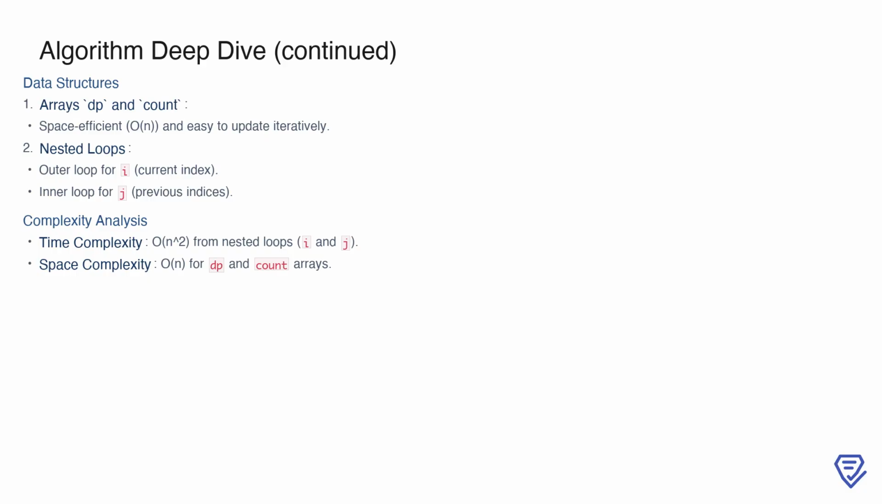The outer loop iterates over the array with index i, representing the current element we are processing. The inner loop iterates over all previous indices j, checking whether the value at j can extend the LIS ending at i. This nested structure gives the algorithm a time complexity of O(n squared), as each pair of indices is considered once. However, the space complexity remains O(n), as we only use the DP and count arrays to store intermediate results. This balance of time and space efficiency makes the algorithm well-suited for mid-sized input arrays.